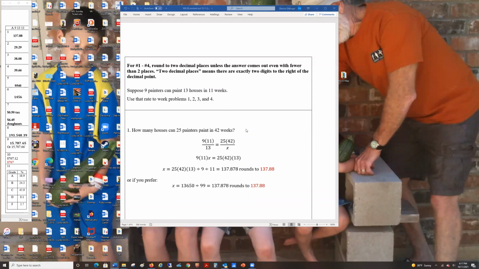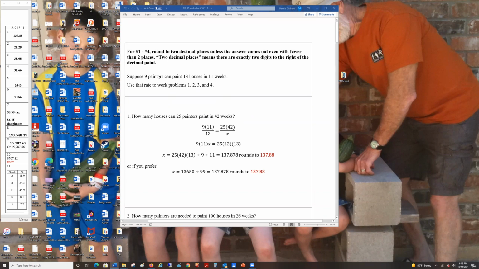All right, here we go. You may recall that the number of worker weeks is directly proportional to the amount of work that can be done. So for problems 1 through 4, we are to round to 2 decimal places unless the answer comes out even in fewer than 2 places. 2 decimal places means there are exactly 2 digits to the right of the decimal point. It doesn't matter how many there are to the left of the decimal point.